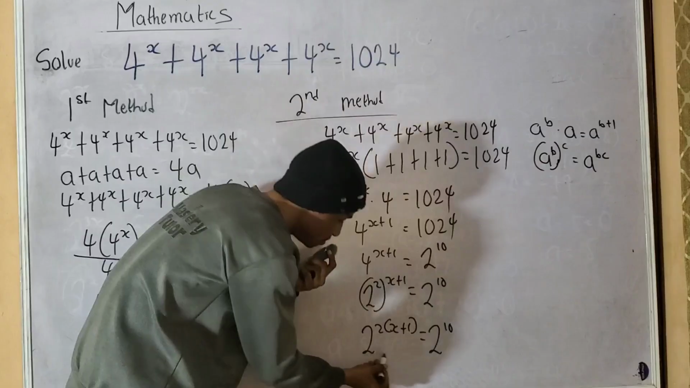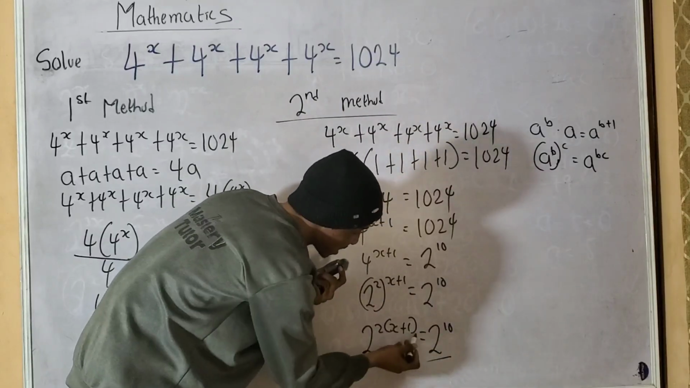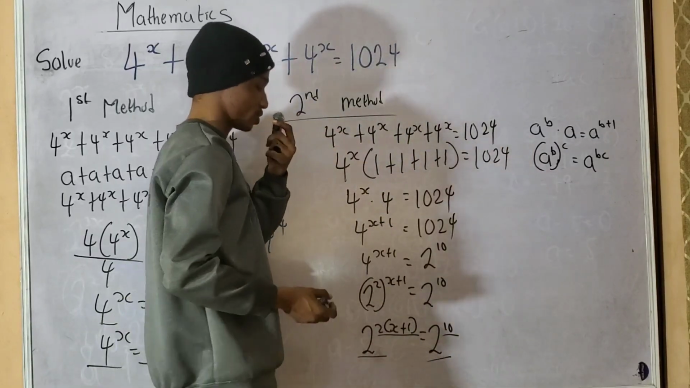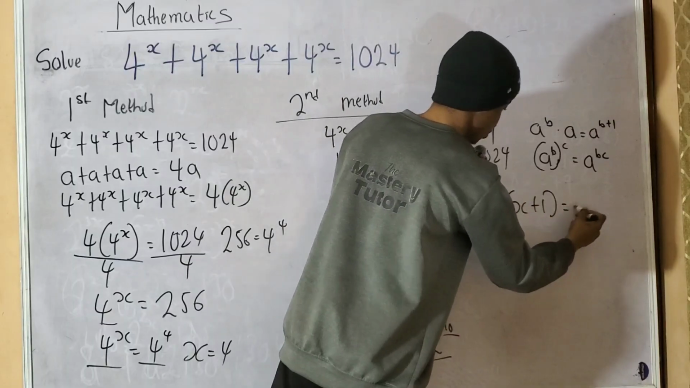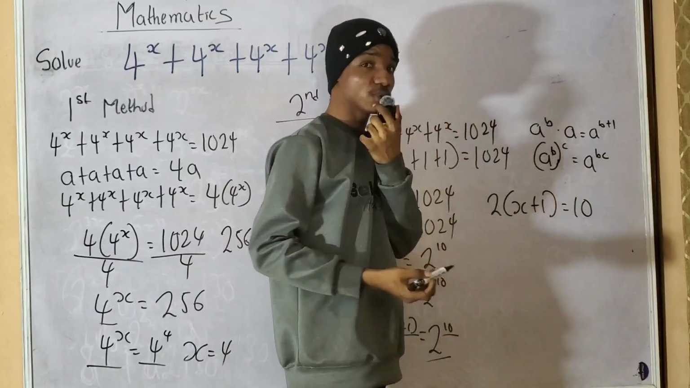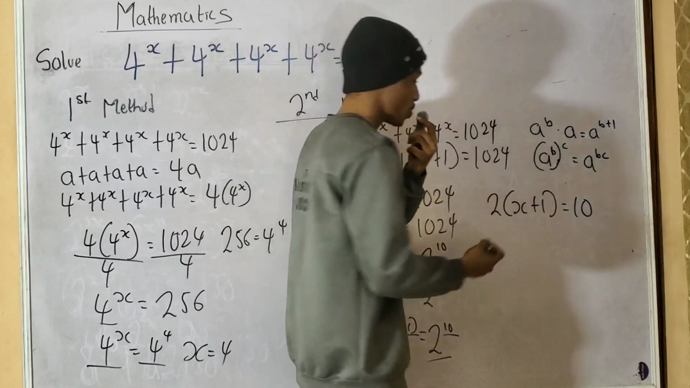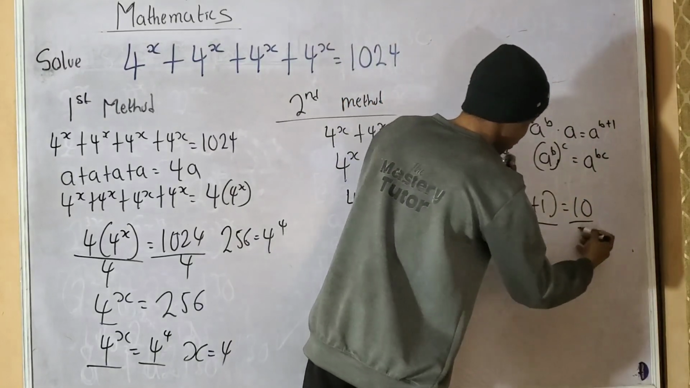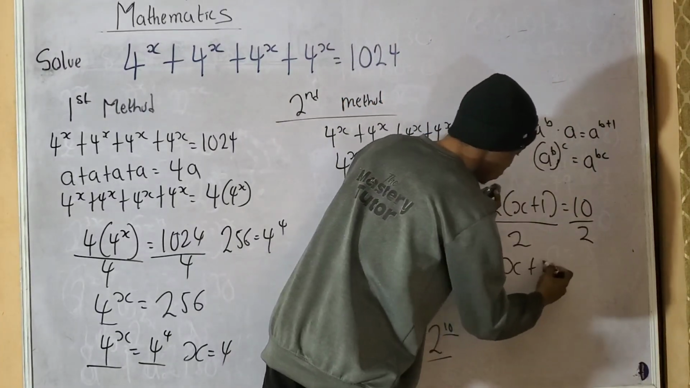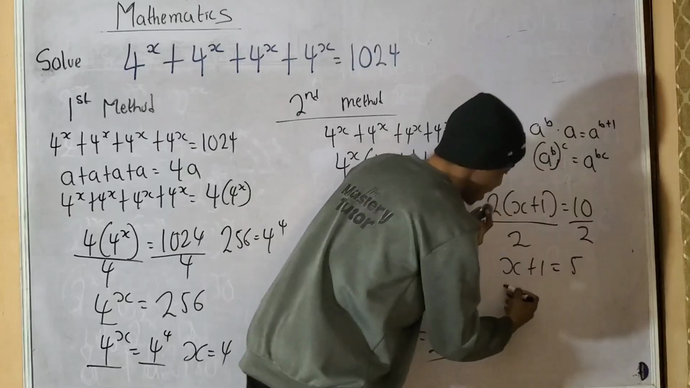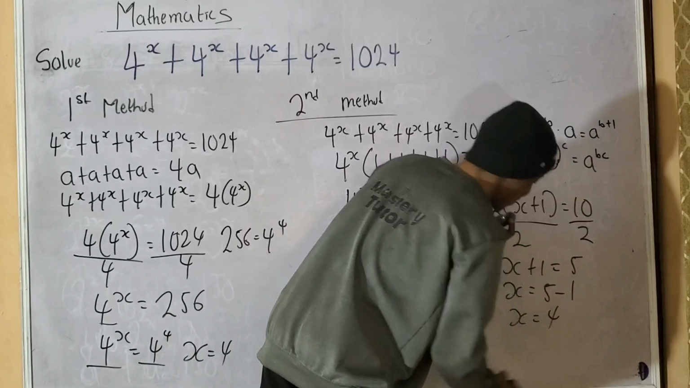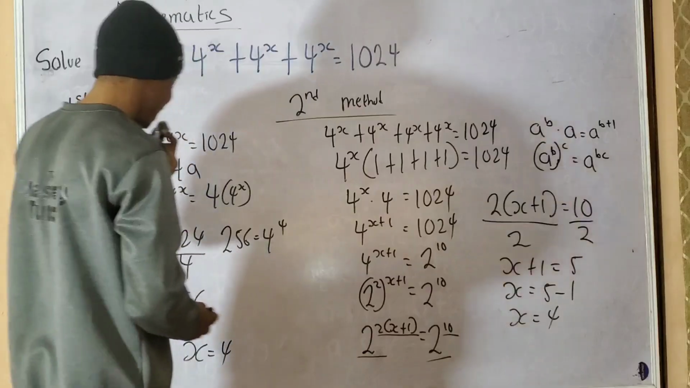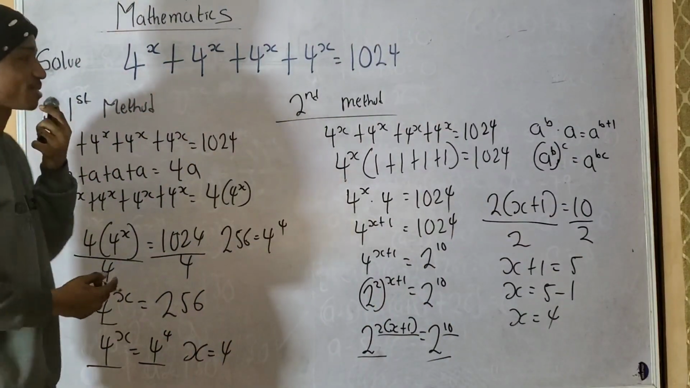Now, because the bases are equal, I can set the powers equal. So I'm going to have 2 multiplied by x plus 1 equals to 10. Don't forget, our goal is to find the value of x, right? So I can divide both sides by 2. This over 2, x plus 1 equals to 5. x equals to 5 minus 1. x equals to 4. As you can see, we have the same answer as the first method.